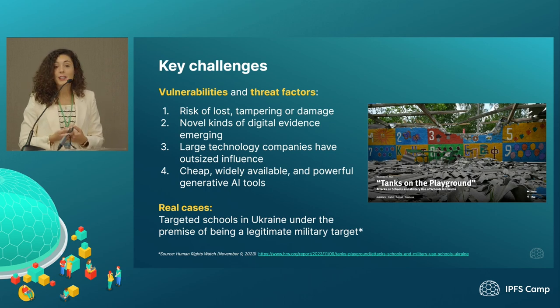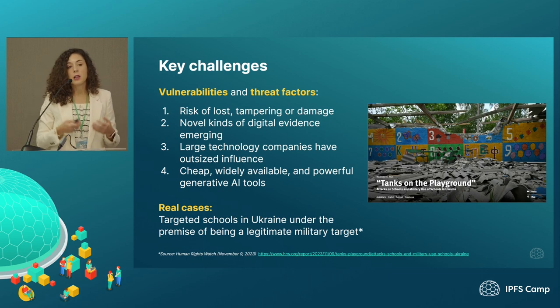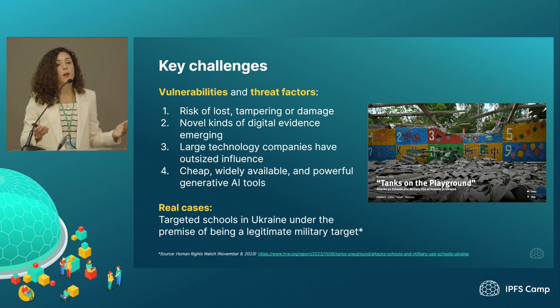Two, there are novel kinds of digital evidence emerging, for which it is hard to prove the provenance. For instance, social media. Some years ago, this was not considered to be digital evidence, but right now we have this new one on our hands and it's very powerful. Third, another risk is that the large technology companies that normally host all this have outside influence.